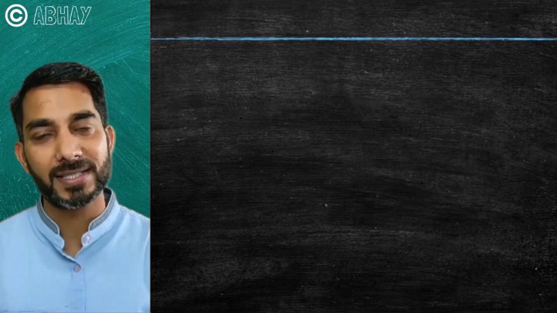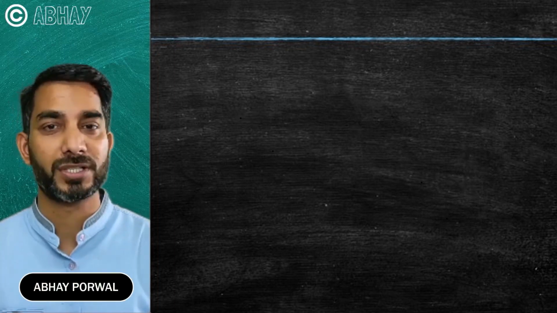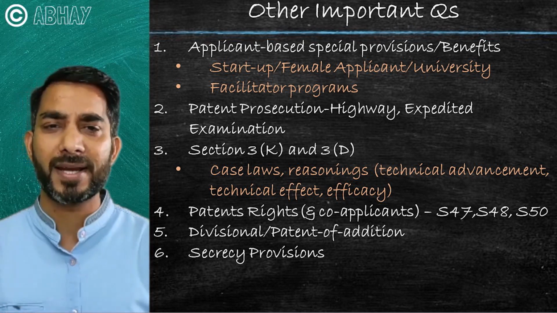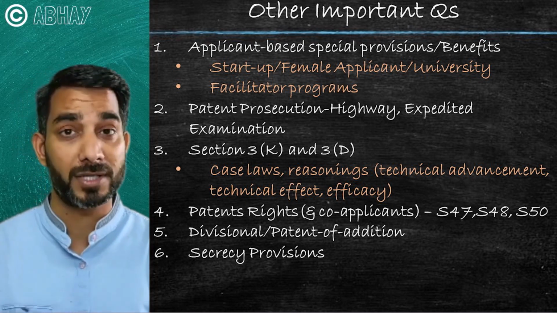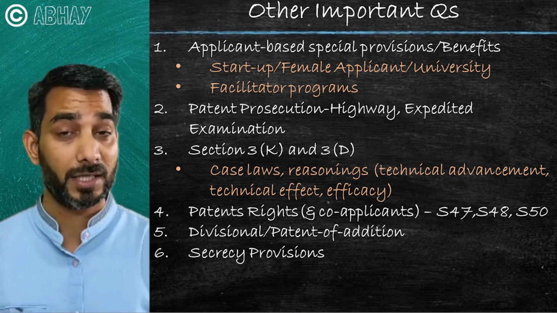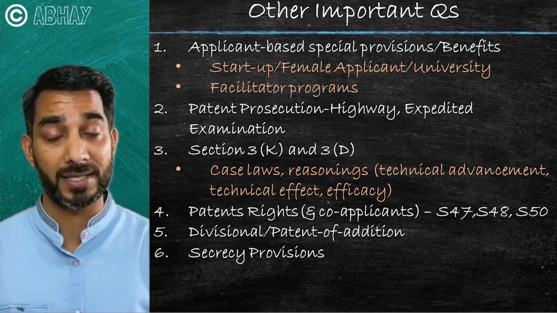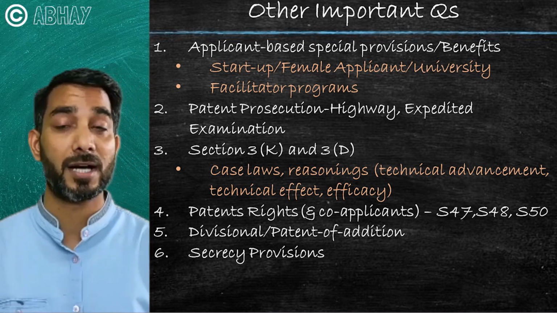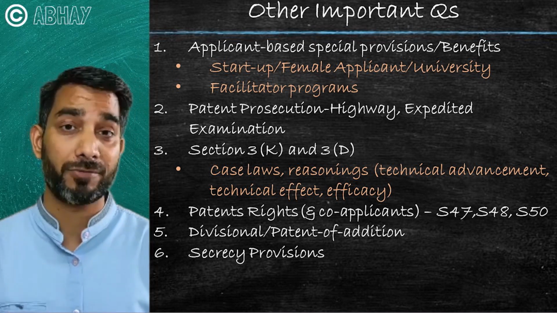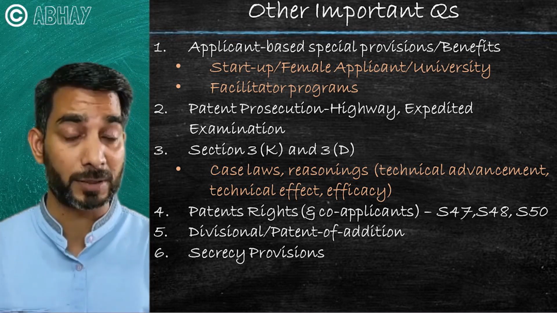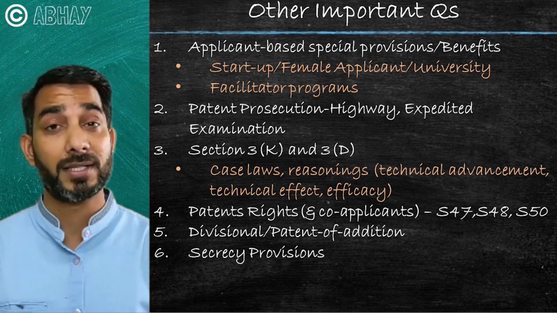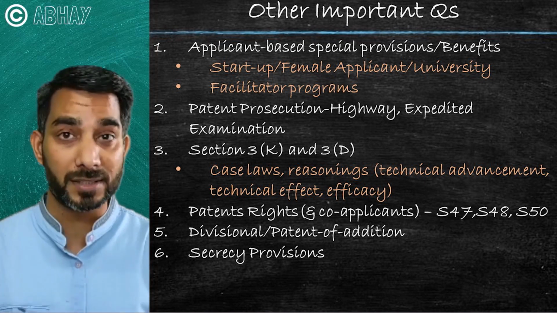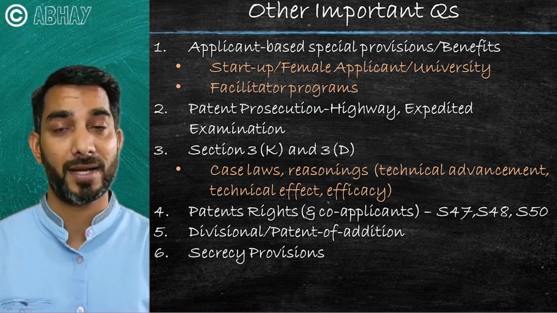Let's move ahead and discuss a few more interesting provisions in the Act. So as we know, there are applicant-based special provisions and benefits available with the Patents Act. These are startup, small entity, MSMEs, female applicants and universities. These applicants are provided with cost benefits as well as expedited examinations and expedited disposal of the applications. Then there are facilitator programs which help the applicants with their skill and cost needs.